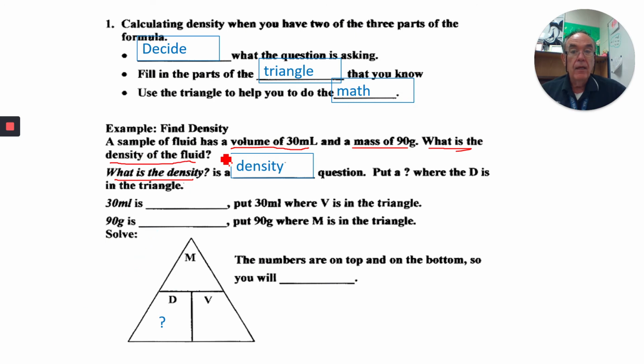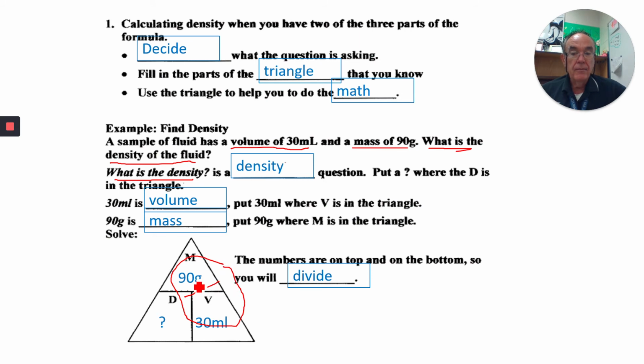The next thing that we see in the problem is this 30 milliliters. 30 milliliters is volume. So we're going to put the 30 milliliters where the V is in the triangle. And then we read it at a mass of 90 grams. 90 grams is mass. So we're going to put 90 grams where the M is in the triangle. The numbers are on the top and bottom, so we know we need to divide. So here's our problem right here.